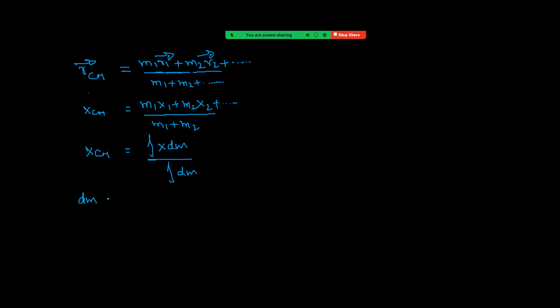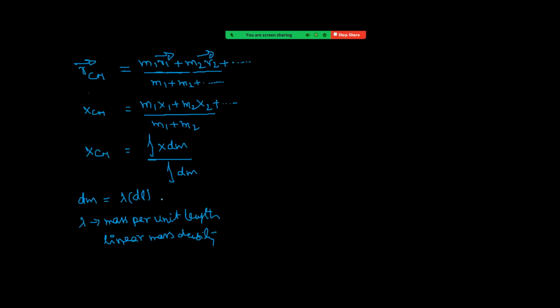If you are taking dm for linear bodies, it is taken as lambda into dx, or you can say dl, where lambda is mass per unit length, also known as linear mass density. So we are taking a small length dl. Its mass is lambda into dl.